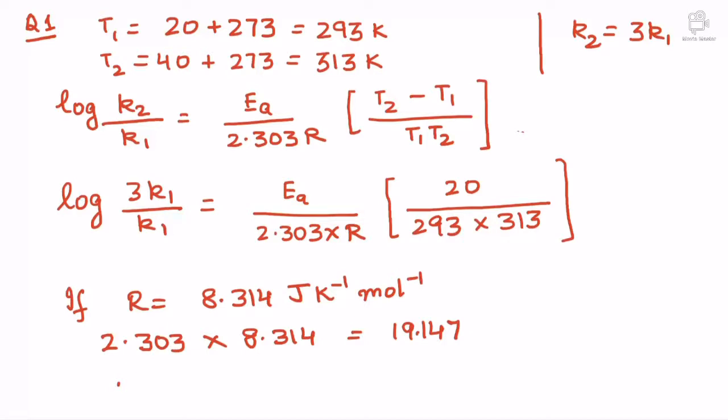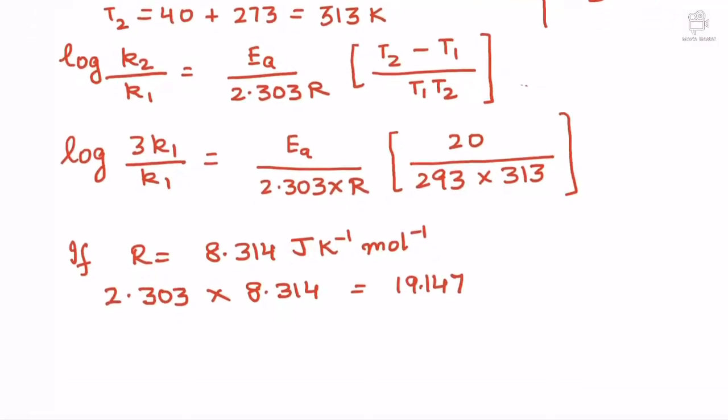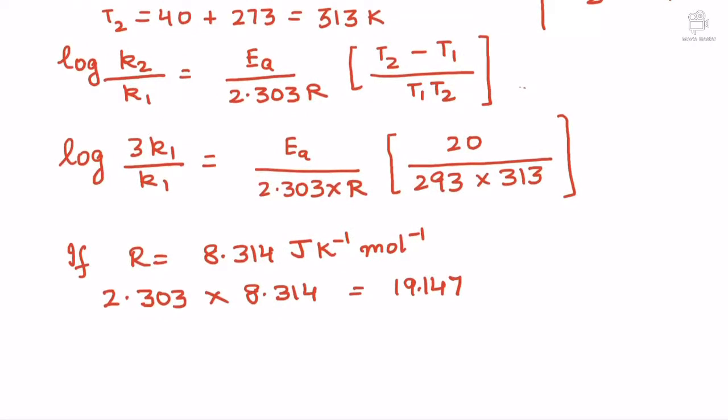Now here, a quick tip. If the value of R is 8.314, since this becomes a constant, it is good to commit it to memory and say that 2.303 into 8.314 is 19.147. So it saves your time in calculating this value. Unless, of course, you are allowed to use a calculator, then that's super easy.